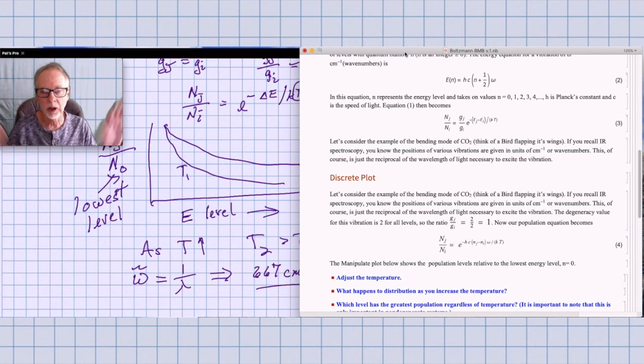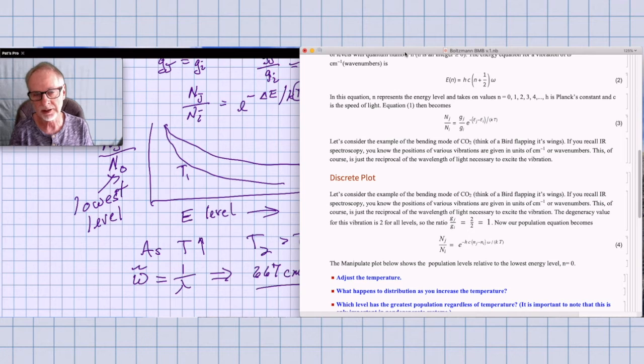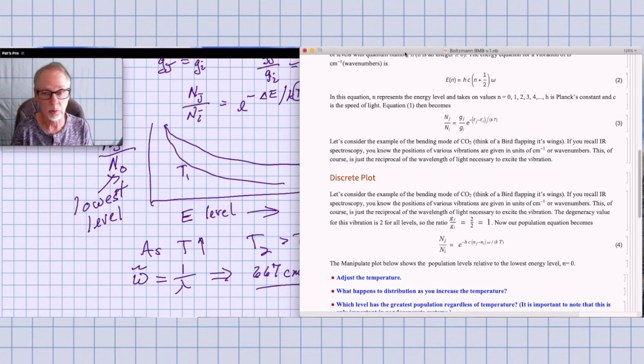And I know you can't see my arms moving, but we'll be looking at some demonstrations of this a little bit later. The bending mode actually is interesting because it's that particular vibration that is a major contributor to global warming. The carbon dioxide in the atmosphere, that vibration absorbs a great deal of the infrared radiation that is emitted from the Earth. And because it absorbs it, it prevents it from escaping the atmosphere. And that contributes to the warming of the atmosphere and hence the warming of the planet. Again, we'll talk about that a little bit later on.